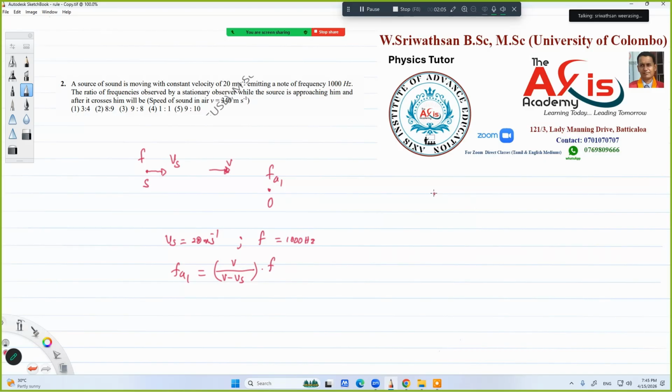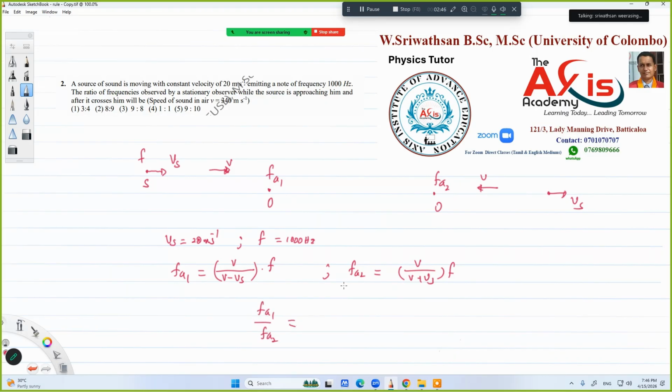Then after a while, the observer is here and the source is moving away with the same velocity. At this instant, let us assume the frequency heard by the observer is FA2. Then again we can find the apparent frequency heard by the observer. As you know, FA2 is V over V plus Vs into F. So the question is the ratio of the frequencies observed by the stationary observer while the source is approaching him and after it crosses him. That means FA1 over FA2 is the question.